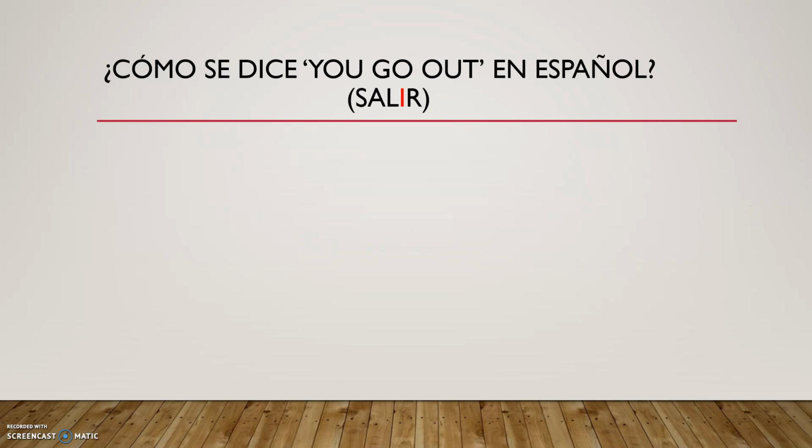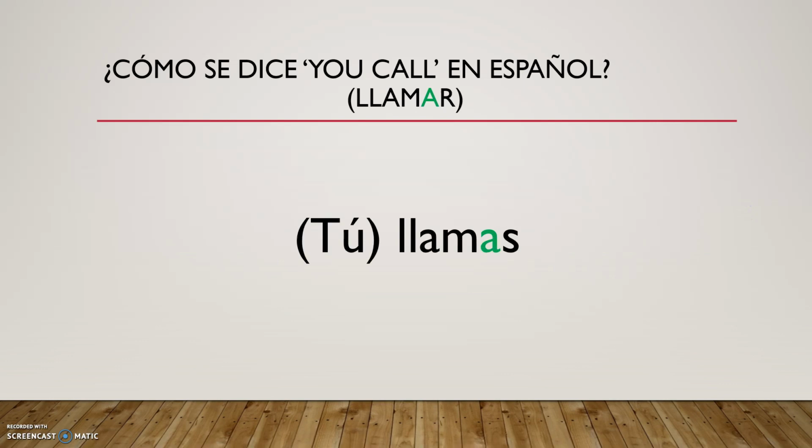¿Cómo se dice you go out en español? Or you leave, salir is to go out or to leave. Sales or tú sales is you go out. It has an ES ending because it's an IR verb. And lastly, ¿cómo se dice you call en español? Llamar is to call. You call is tú llamas or just llamas.